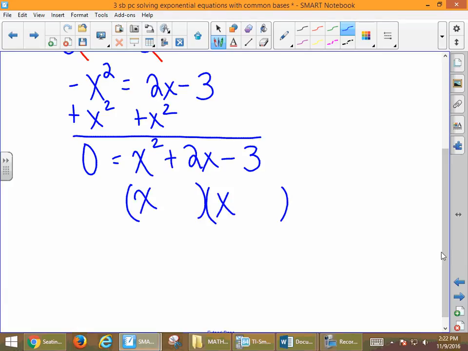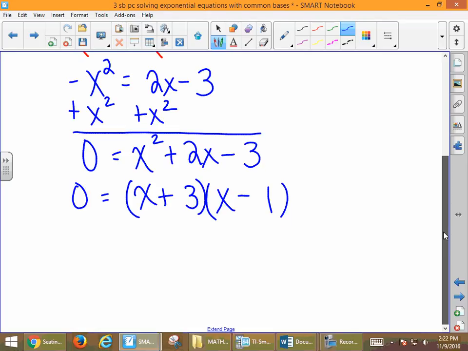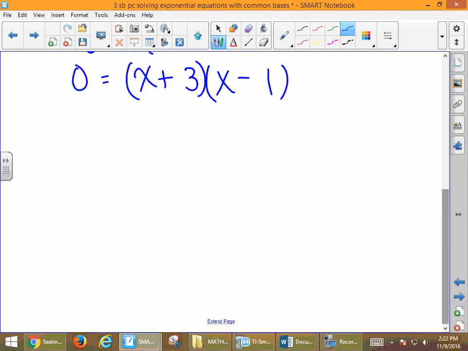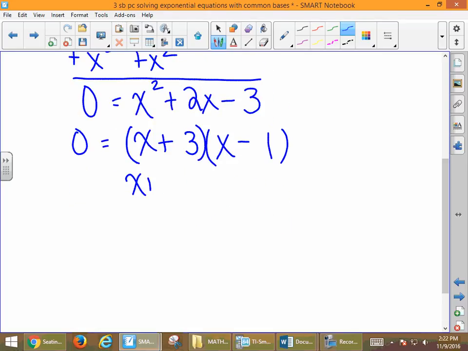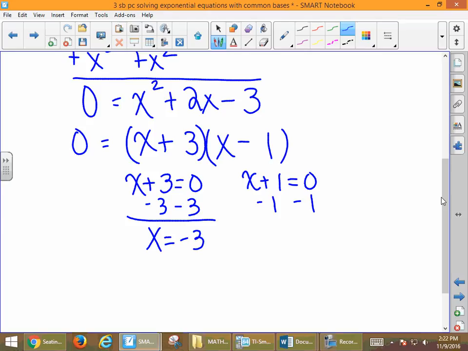x and x. Factors of 3 are 3 and 1. And it's plus 3 and minus 1. And once again, I hope that you can say x equals negative 3 and x equals positive 1. If you can't do that, then what we need to do is take x plus 3 and set it equal to 0. x plus 1 and set it equal to 0. So when we subtract 3 from both sides, we get x equals negative 3. When we subtract 1 from both sides, we get x equals negative 1.